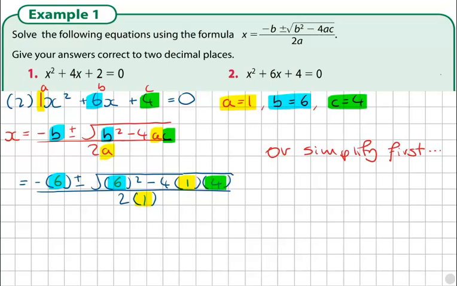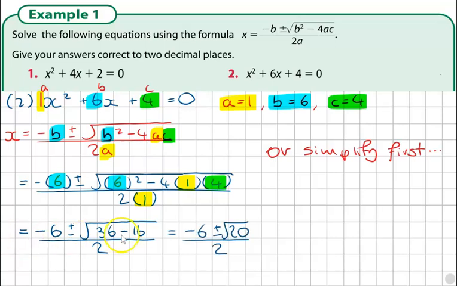Or I could have simplified first. So minus bracket 6 bracket gives us minus 6. 6 squared is 36. Minus 4 by 1 by 4 is minus 16. And 2 by 1 is 2. Then 36 minus 16 is 20. And I can't simplify anymore.